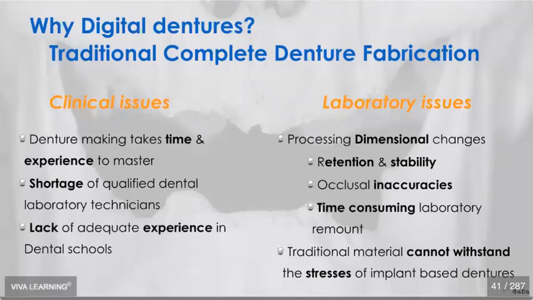On the lab side, there are processing dimensional changes due to the shrinkage of polymethyl methacrylate, which causes retention and stability problems. And also some occlusal inaccuracies, because when you process the dentures, not only the base shrinks, but the teeth also move. It's a time-consuming lab remount procedure. And also, there's a need to do a clinical remount to adjust the inaccuracies in the occlusion due to the teeth movement.